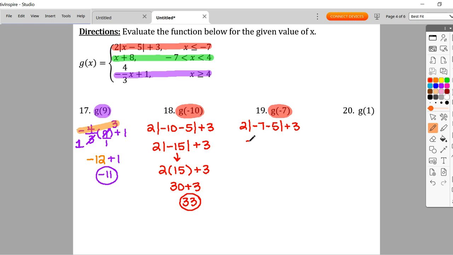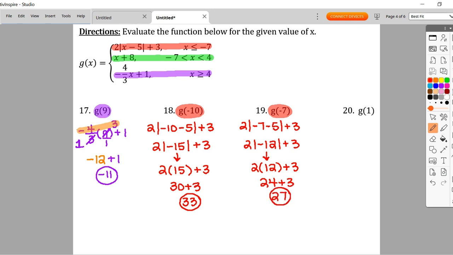So again, order of operations tells me to get the inside of my absolute value down to one number. -7 minus 5 is -12. When I actually take the absolute value of -12, remember again, that's the distance -12 would be from 0, which is 12 spaces away. Order of operations tells me to do the multiplication of 2 times 12 to get 24 first before I add 3 to get 27.